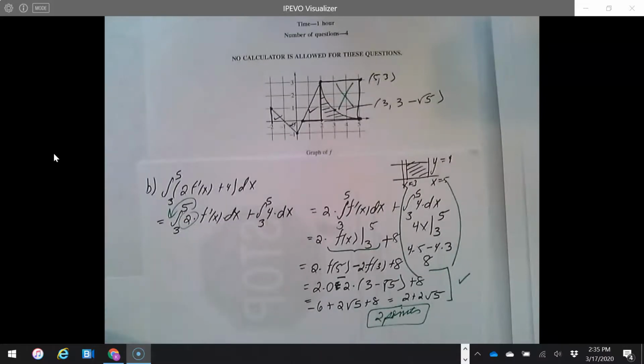Sorry, that one was a little messier than I had expected. See if I can do a better job with part C.